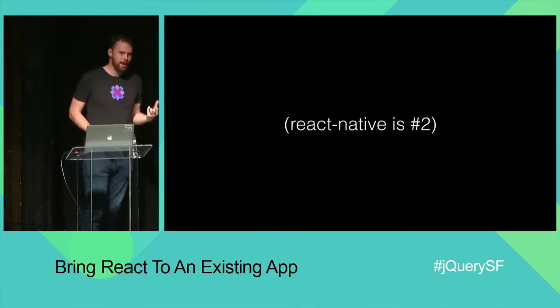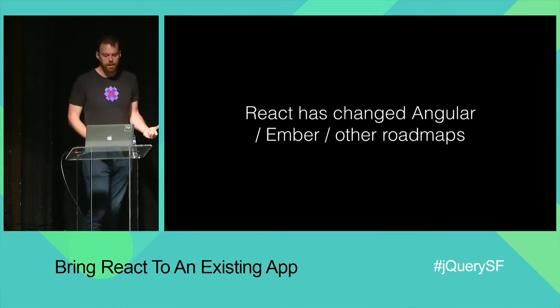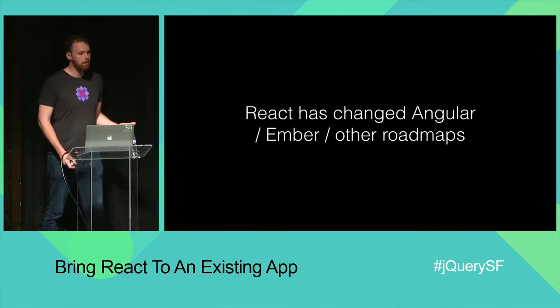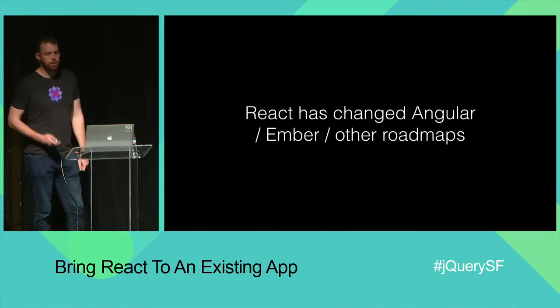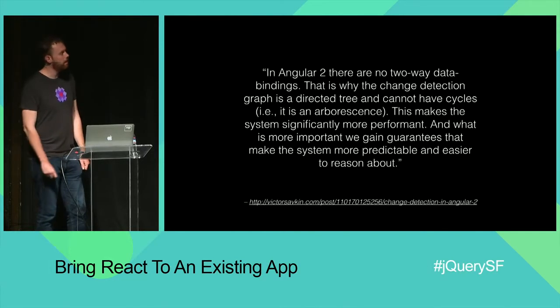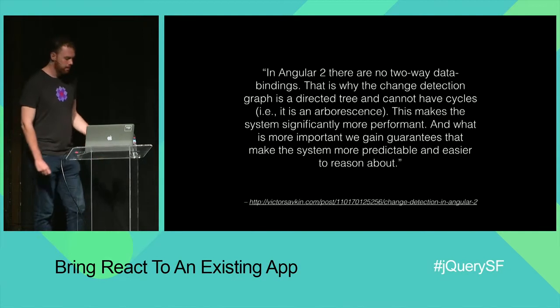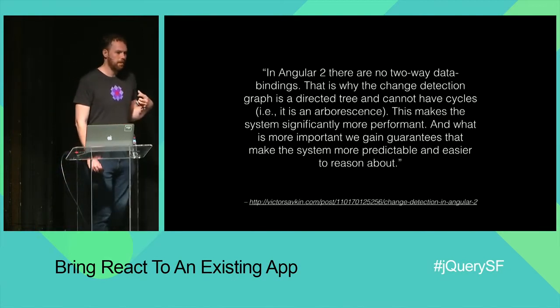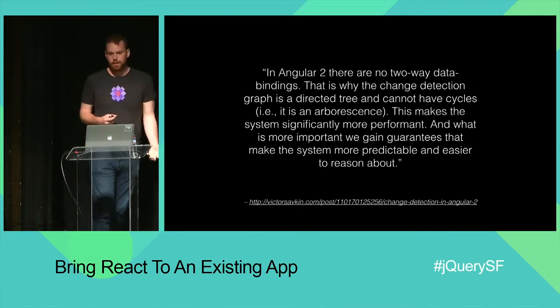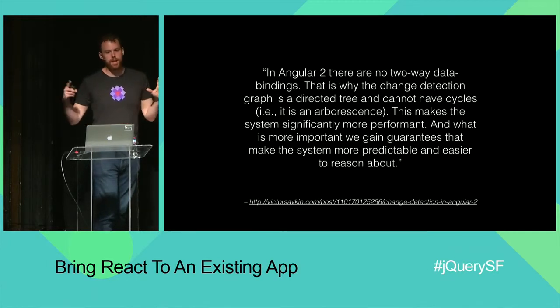React has had a pretty big impact over the past couple of years. It's actually changed the Angular and Ember roadmaps in addition to other frameworks as well. There are two key examples that I have. The first is that Angular 2 is de-emphasizing two-way binding. React has been famous for calling it one-way binding. So you have data, and it gets projected onto the DOM. The DOM doesn't project changes onto the data.